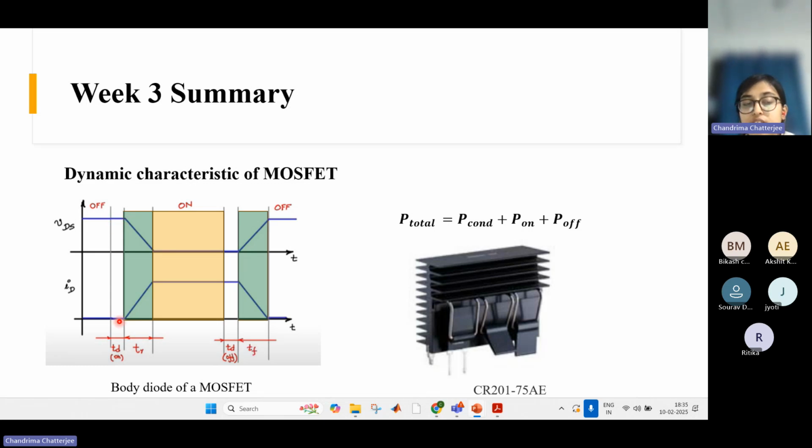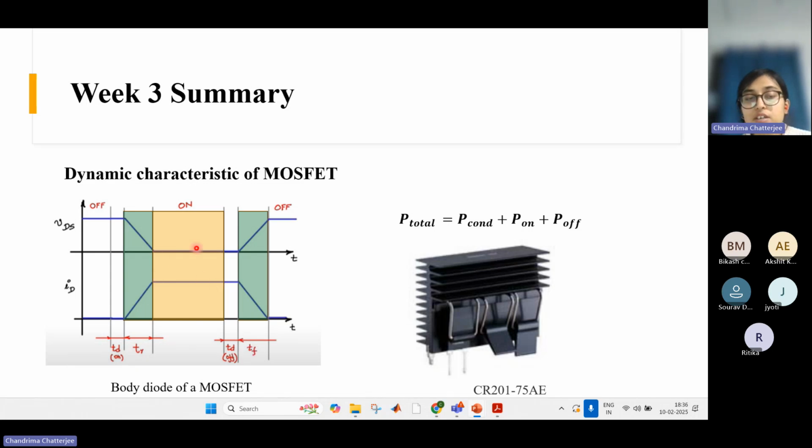After that, the moment the gate voltage crosses the V threshold voltage, the current starts rising. During the rise time, it reaches the total load current, and the voltage drops here, because as the current starts rising, the voltage has to drop, and it drops to almost zero, very small voltage. And this is the on period of the MOSFET, where it conducts the current.